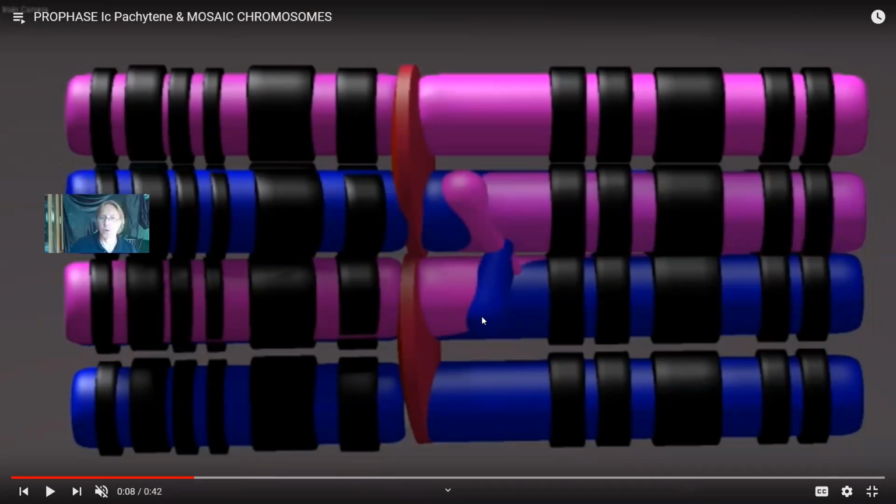When this is over, we will end up with what are called mosaic chromosomes. This chromosome is pink. It only has the genes which originated from the mother's chromosome 1. This chromosome is blue. It only has the genes which originated from the father's chromosome 1. But these chromosomes have blue and pink genes. And so let's say, I'm just making this up, that on the short arm of chromosome 1 there's a gene for hair color, and on the long arm of chromosome 1 there's a gene for eye color.